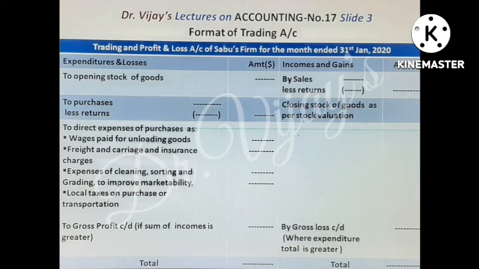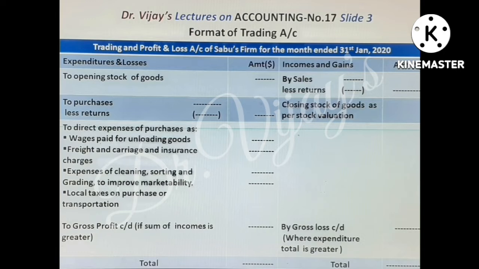Format of trading account is given in slide 3. The title is common for the whole final account as you have seen. Trading and profit loss account of Sabu's firm for the month ended 31st January 2020. Expenditures and losses are on the debit side and incomes and gains on the credit side. Trading account starts with opening stock of goods. Below that, purchases minus purchase returns, that is net purchases. And then below that, direct expense of purchase.